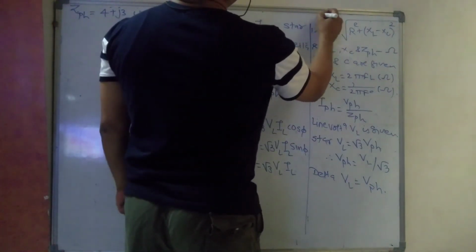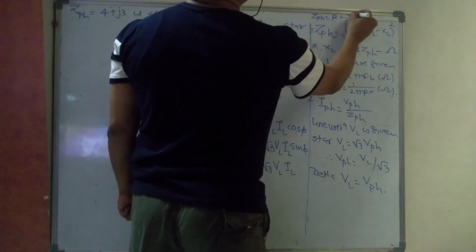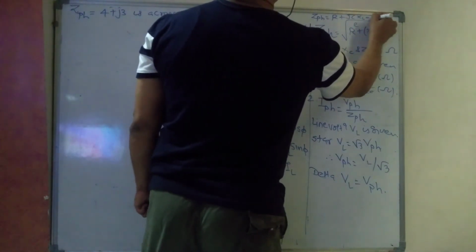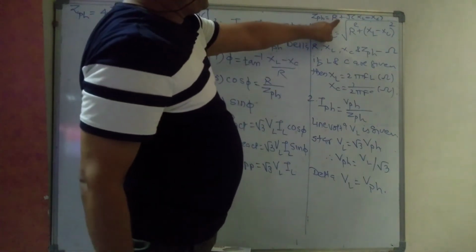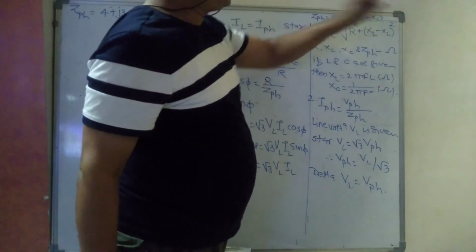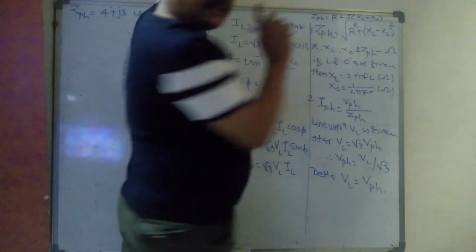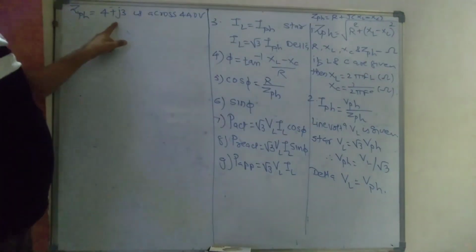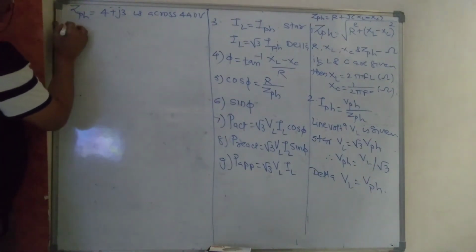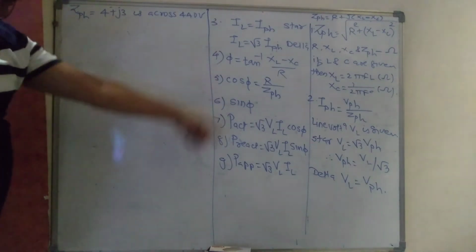Z can also be written as R plus j XL minus XC, this is the rectangular form of Z, and this is the polar form of Z, under root of R square plus XL minus XC square. Plus j means XL and minus j means XC. So it is plus j, that means this is XL. Right? So first step, VPH. We will calculate all the powers for star and delta.